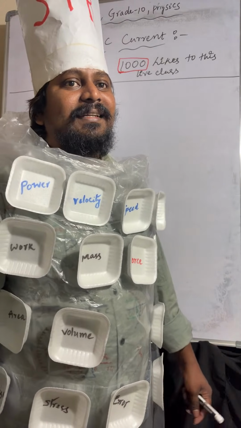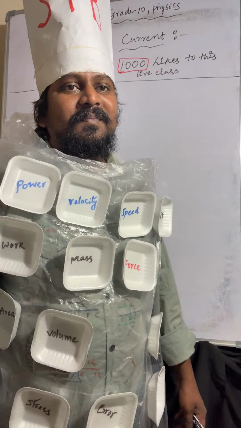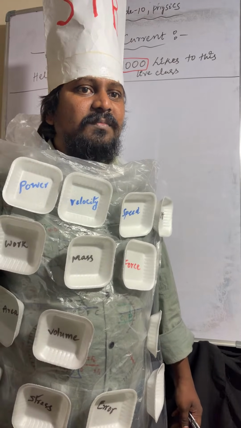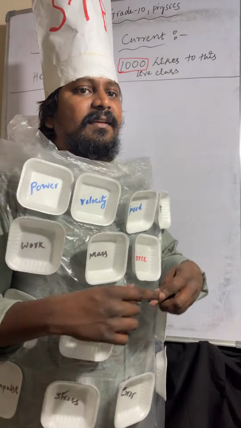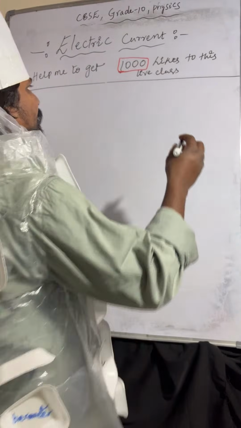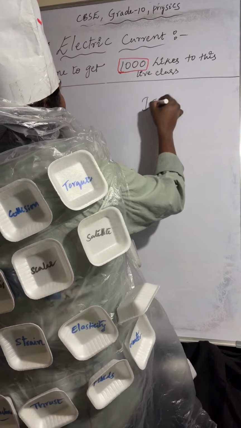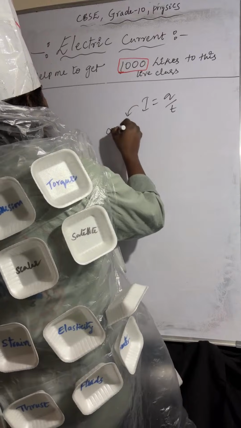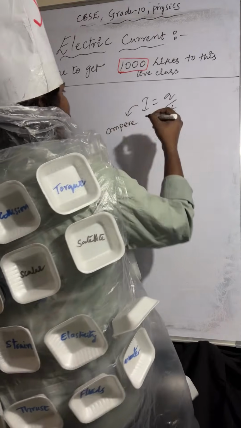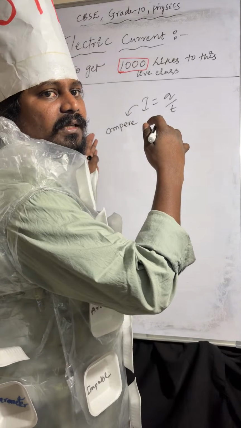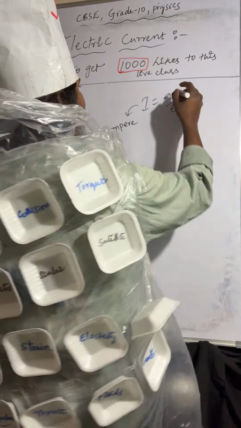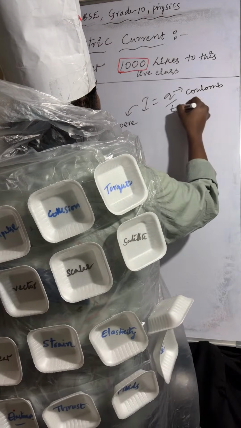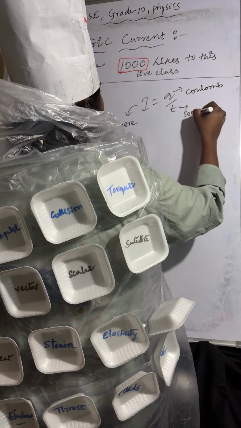Okay, done. So I equal to Q by T. The SI unit of current is ampere. The SI unit of charge is coulomb. The SI unit of time is second. So here you can see, I am taking Q by T. The SI unit of current is ampere, the SI unit of charge is coulomb, and the SI unit of time is second.